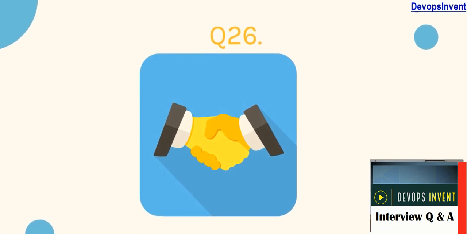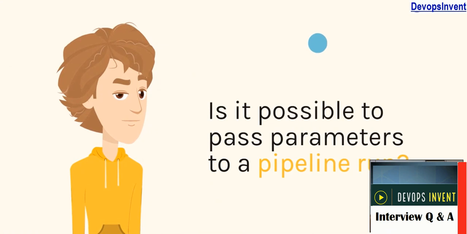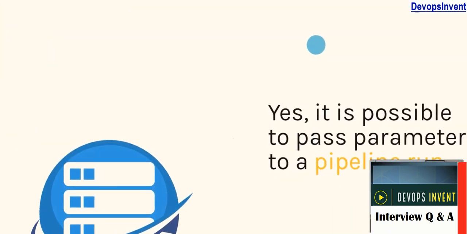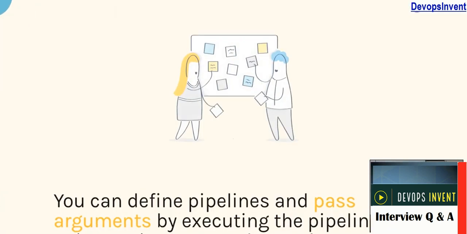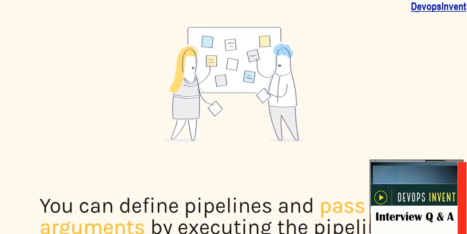Q26. Is it possible to pass parameters to a pipeline run? Yes, it is possible to pass parameters to a pipeline run. You can define parameters in pipelines and pass arguments by executing the pipeline run using a trigger or on demand.